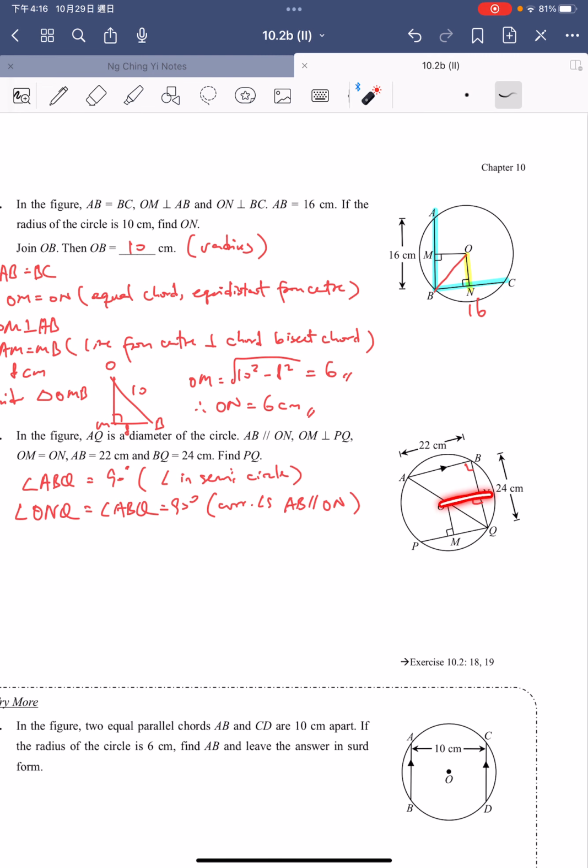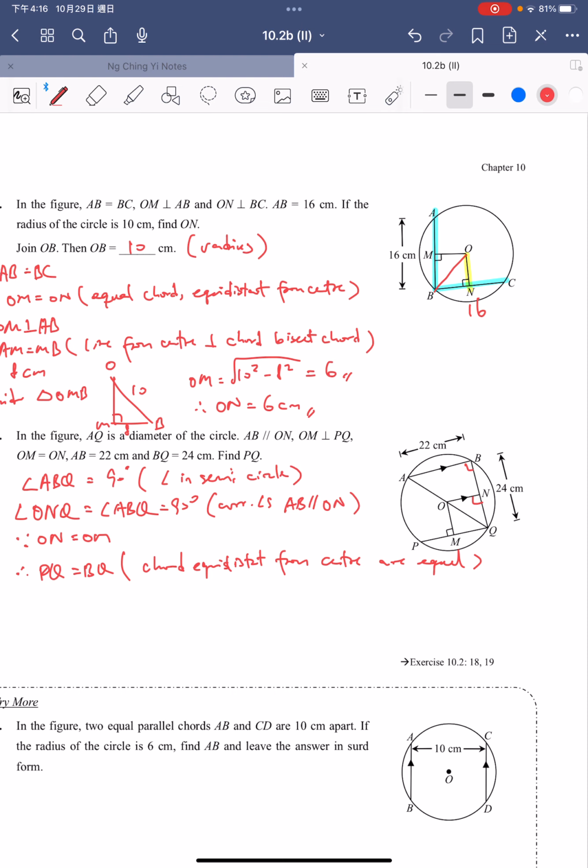As ONQ is equal to 90 degrees, we can show that the shortest distance from the chord BQ to O is going to be ON. Then as ON is equal to ON, we have PQ equal to BQ. Again, the distances from the center to the chords are equal, so the chords are equal as well. So we can say this by using the theorem: chords equidistant from the center are equal.